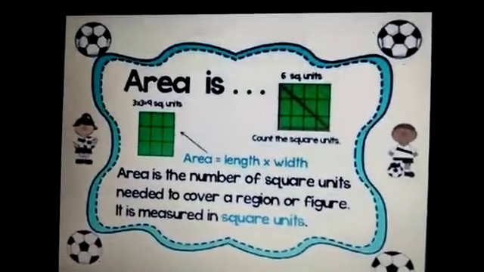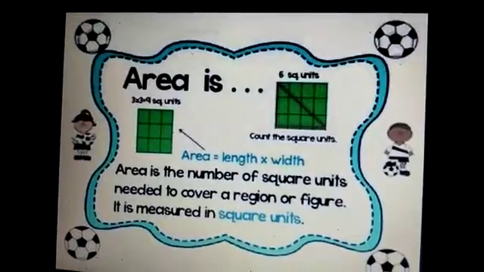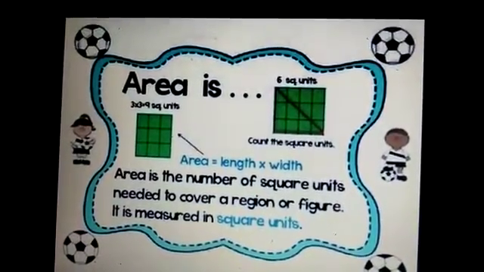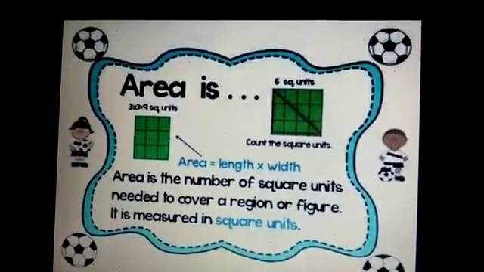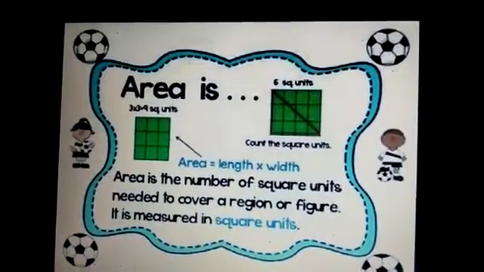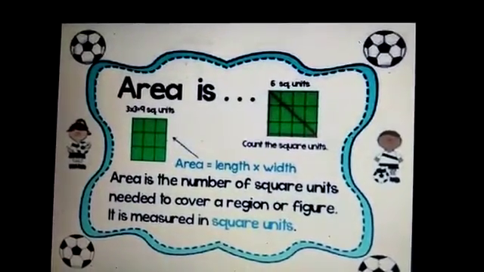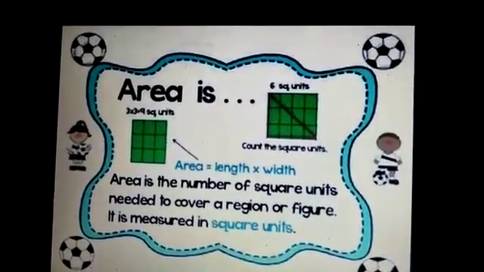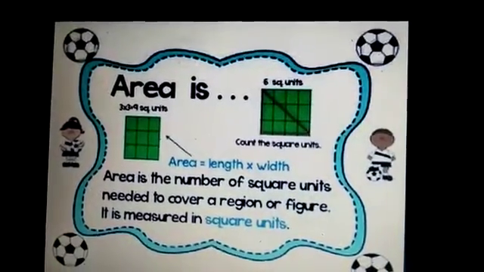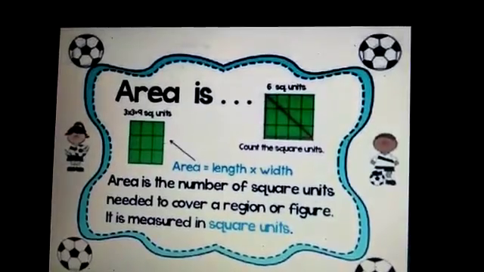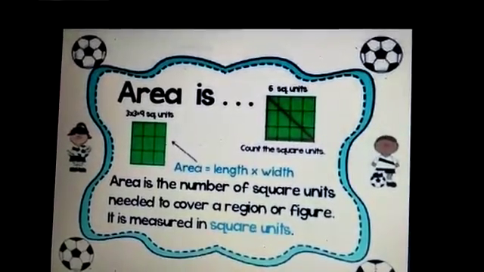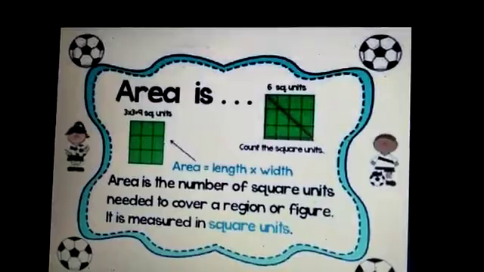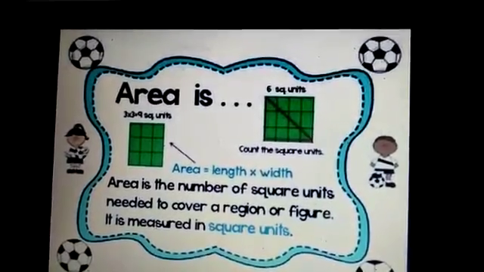Bismillahirrahmanirrahim. Our lesson today is called Area of Rectangles. The last lesson was called Measure Area, and we learned that we can measure area by counting the number of square units covered by the shape or figure. Area is the number of square units needed to cover a region or figure. It's measured in square units.